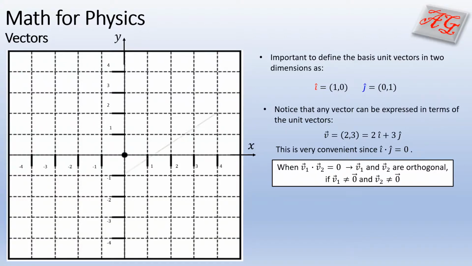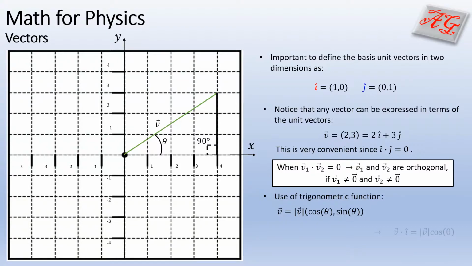So now assume that we have a vector represented by the green arrow, and this vector makes an angle theta with the x-axis, and this defines a right angle triangle. Thus, we can use trigonometric functions, sine and cosine, to express any vector. And we can define any vector b in terms of the magnitude of the vector and the sine and cosine of the angle the vector makes with the positive x-axis.